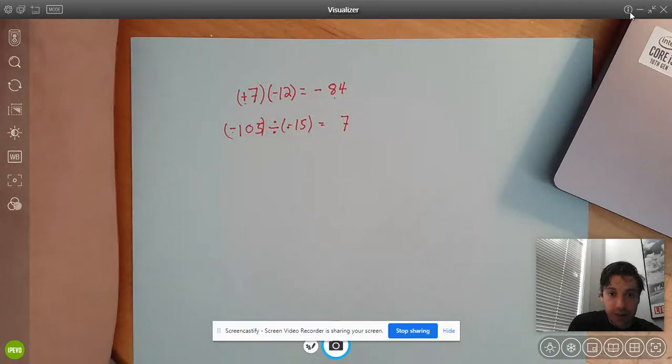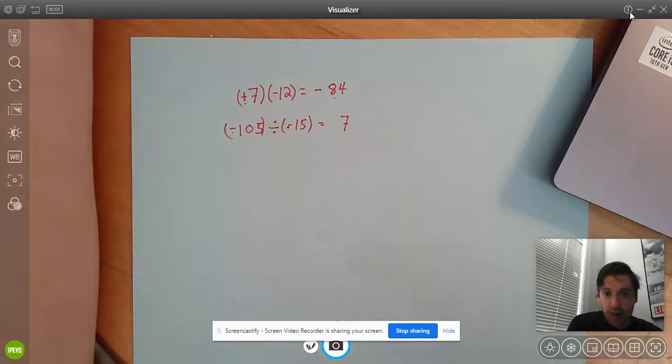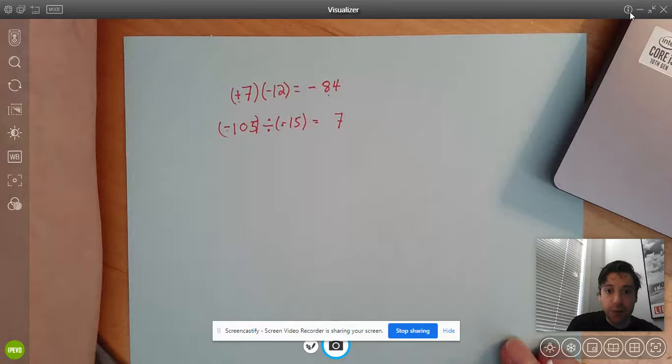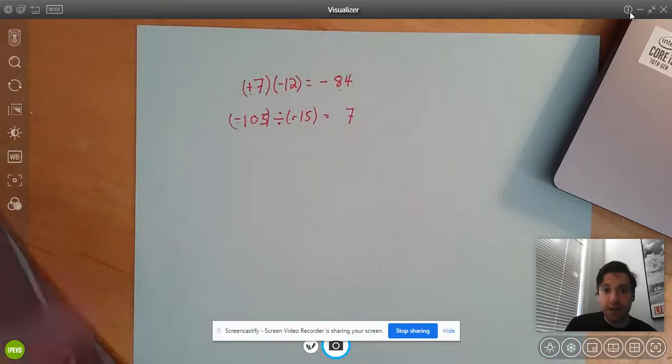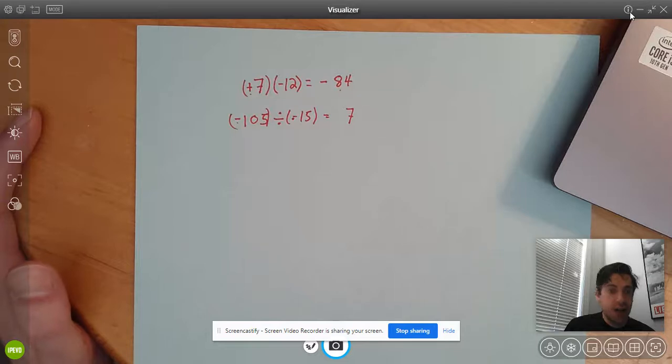The first part of the question is figuring out the sign, and the second part is just multiplying or dividing, which we're pros at, and that's just finding what we call the magnitude. How big is our answer, irrespective of sign.